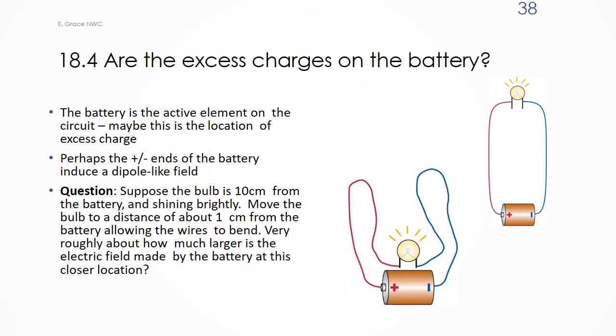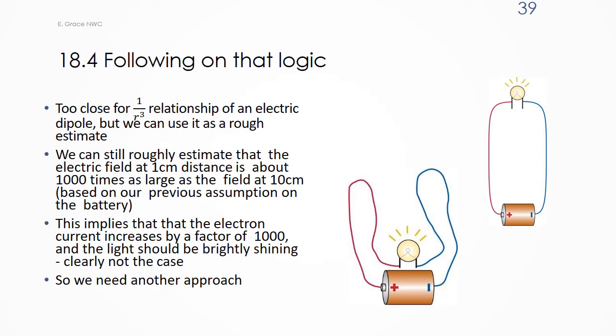Did you observe that in lab? And no. So it's a little bit too close for the 1 over r cubed relationship, but you can estimate that at 1 centimeter distance, it would be about 1,000 times as large as at 10 centimeters. And if you bring that light bulb closer, it does not get brighter. So clearly, we're not getting a dipole-like field from the battery.